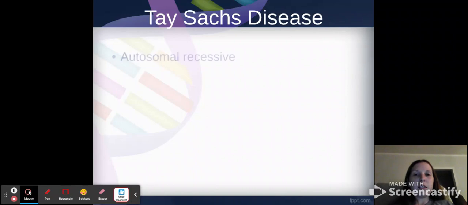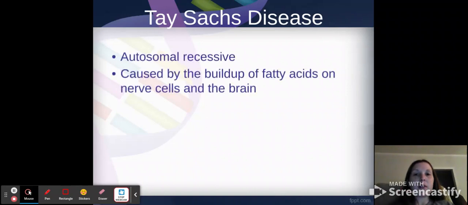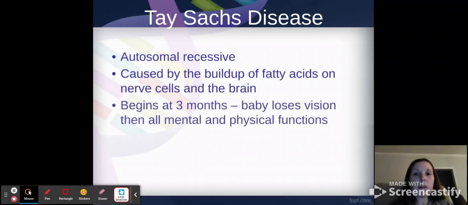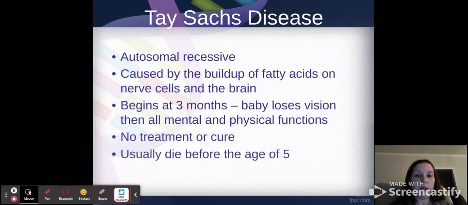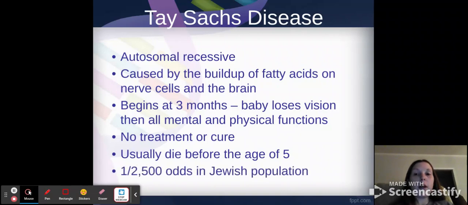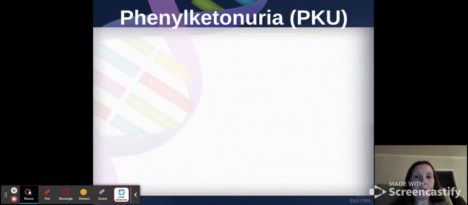All right, another disease is Tay-Sachs disease, and this is caused by a buildup of fatty acids on the nerve cells and the brain. It begins at 3 months. The baby will lose vision and then all mental and physical functions. There's no treatment or cure for this, and the normal life expectancy is before the age of 5. 1 in 2,500 odds that this is in a Jewish population.